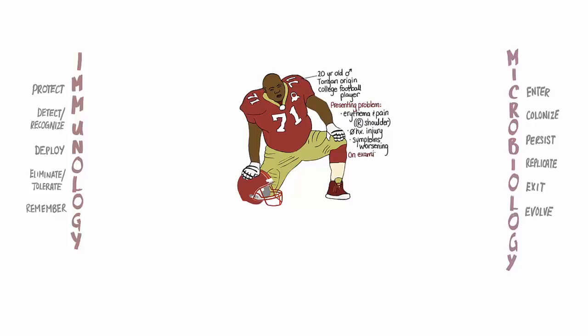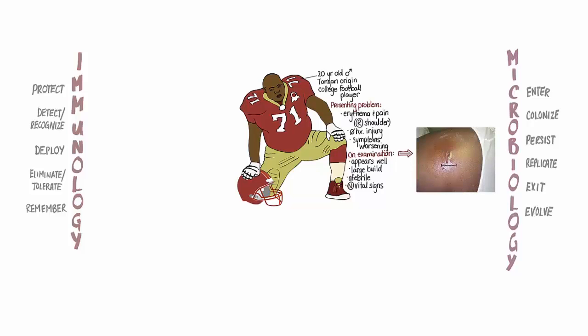Kaho was taken by his athletic trainer to a local acute care clinic, where he was noted to be well-appearing, a large, muscular man with no fever and normal vital signs. On physical exam, the physician observed a 3-centimeter area consisting of a central pustule surrounded by a red, swollen rim. The area was warm and tender, and the lesion was producing a small amount of cloudy discharge.